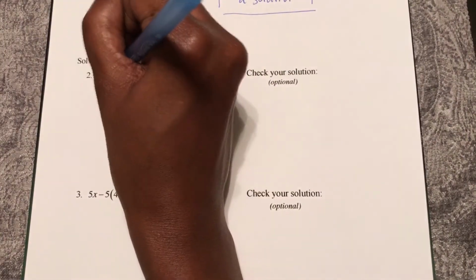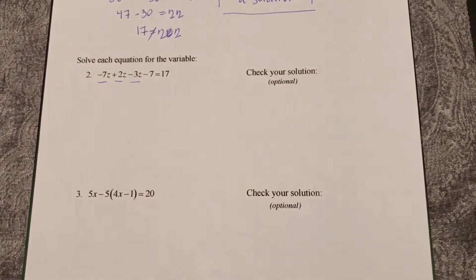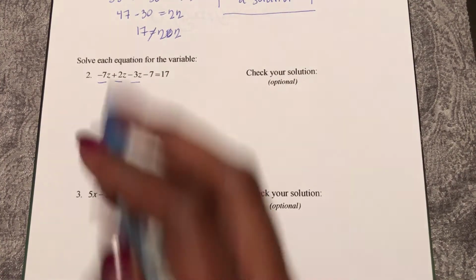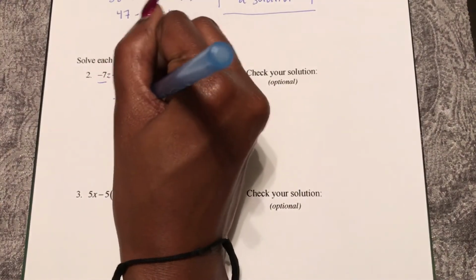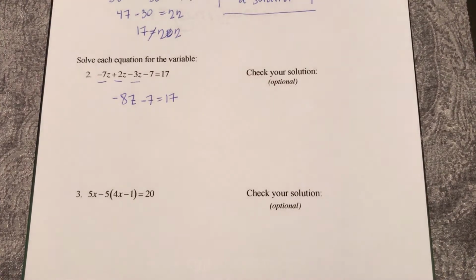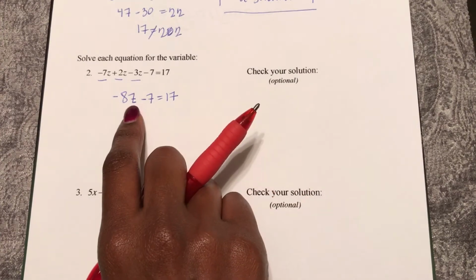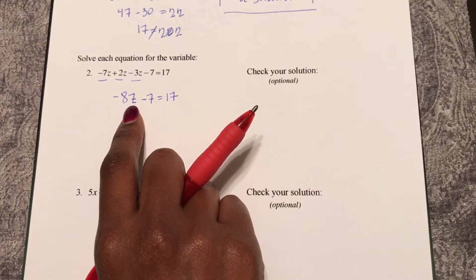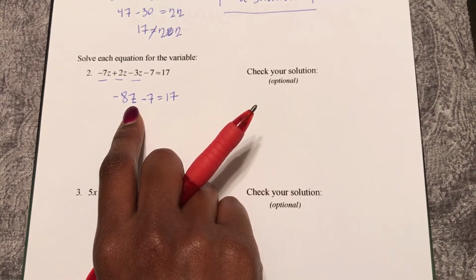I see 3 like terms here. -7 plus 2 is -5, and then -5 minus 3 is -8z minus 7 equals 17. Now that we've simplified our left side, we've created a two-step equation. We want to isolate this variable z on this side. We're going to use the properties of real numbers to move all the extra terms to the other side.